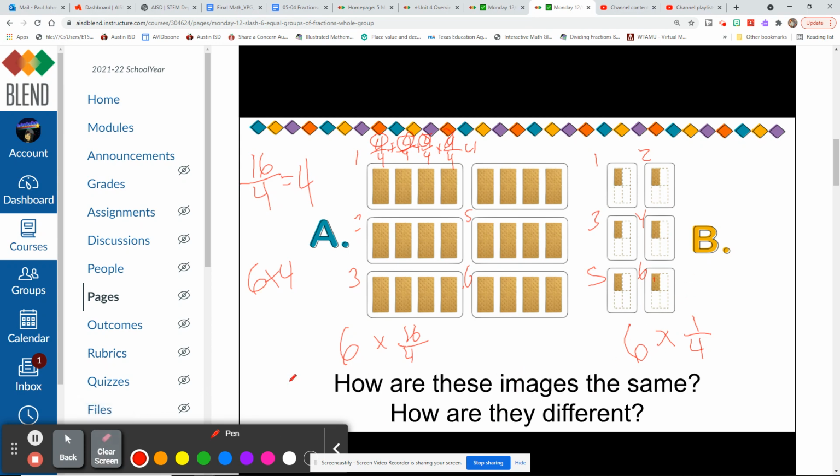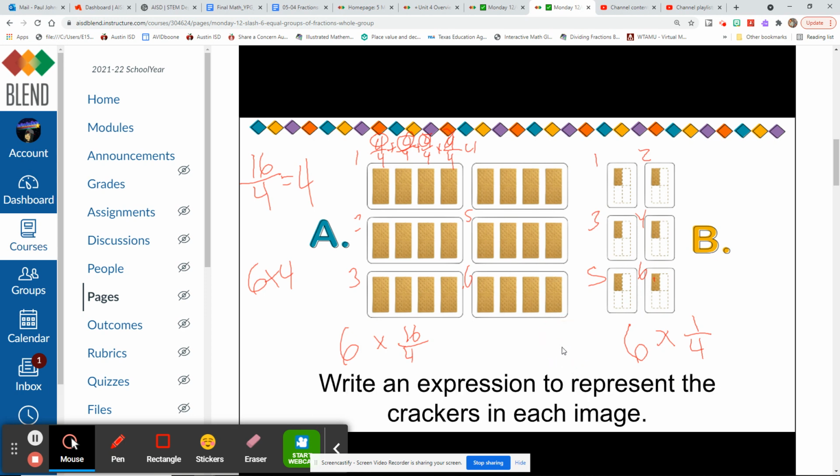All right, so now let's go ahead and answer some of these questions. First off, how are these images the same and how are they different? Okay, so I want you to talk. How are these images the same? How are they different? Okay, well, welcome back. Next question.